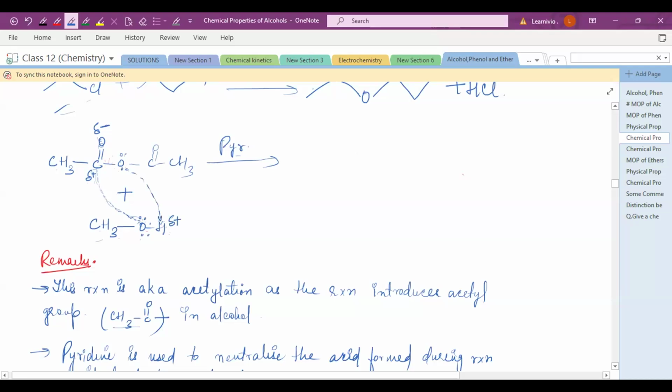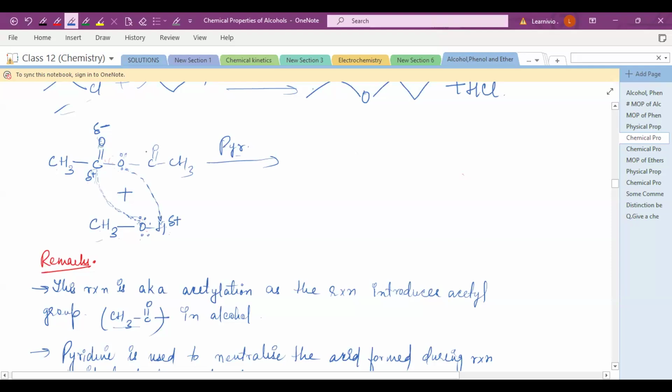This is a lone pair. A lone pair is nothing but an unbonded electron. An electron is negatively charged, so it will try to approach the positive one, which is the hydrogen. Hydrogen is electropositive, so this lone pair of the oxygen will approach this hydrogen and make a bond with it.